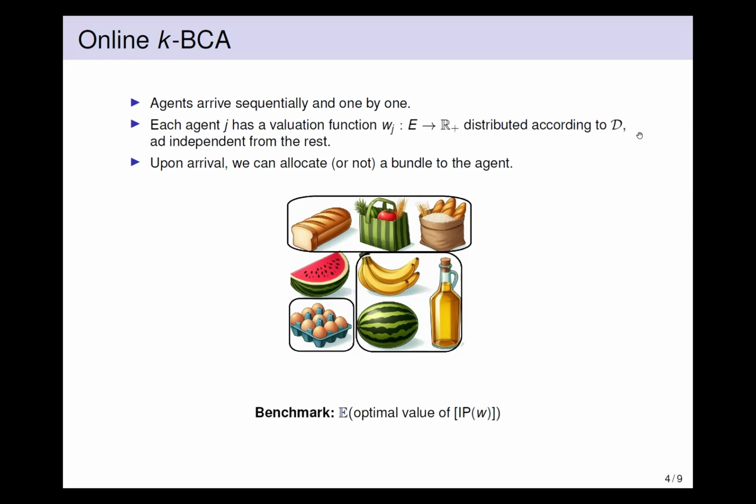And what's the benchmark? Well, given the profile of weights for every agent, you solve the IP. That will give me the optimal welfare allocation. And then I compute the expectation of that. And this is my benchmark. All right.